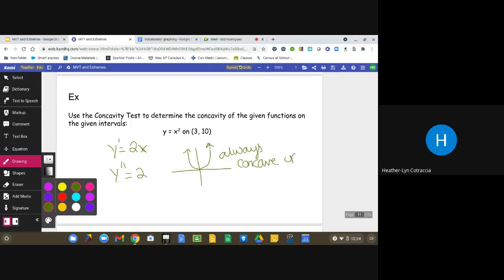concave up. Okay? Now, just for fun, let's throw in y equals x to the third. We already saw this one. So the first derivative is equal to 3x squared. Your second derivative is equal to 6x.